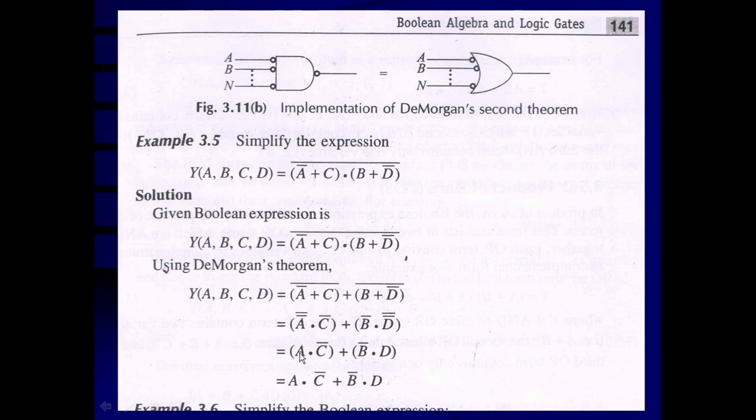That means the variable itself: A dot C bar plus B bar dot D double bar is equal to D. So we can write this as A dot C bar or B bar dot D. This way, this Boolean expression can be simplified into this form.